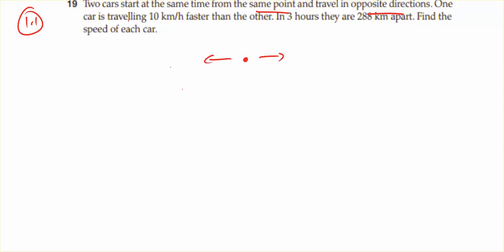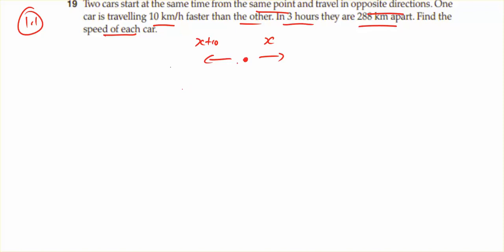And we know one car's traveling 10 kilometers per hour faster than the other. In 3 hours, they are 288 kilometers apart. Find the speed of each car. So one car we'll call their speed x, and the other car is traveling 10 kilometers per hour faster, so x plus 10.